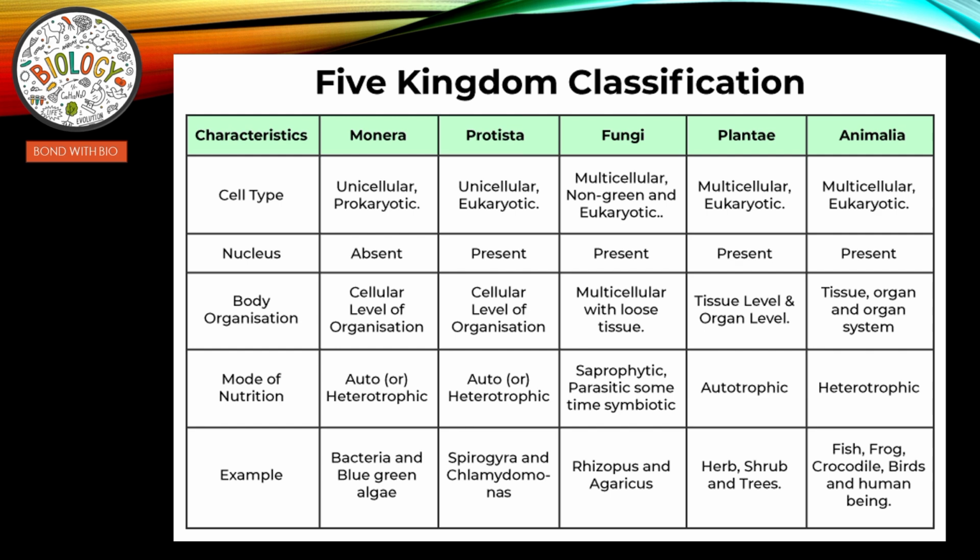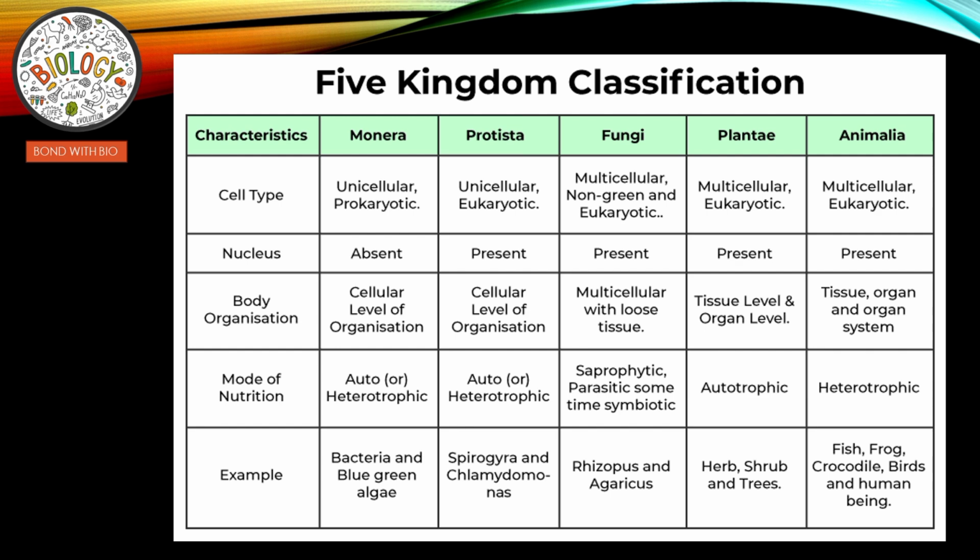Mode of nutrition. Monera are auto or heterotrophic, they can be both. Protista too can be autotrophic as well as heterotrophic. Fungi are saprophytic and parasitic and even sometimes symbiotic. Plantae are autotrophic and Animalia are heterotrophic in nature.